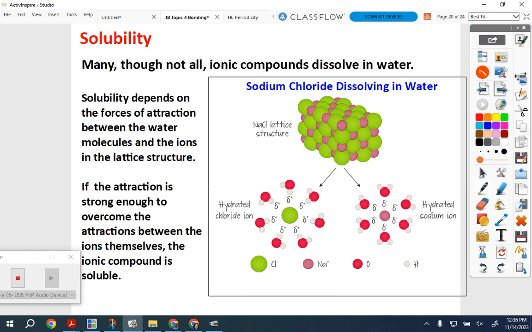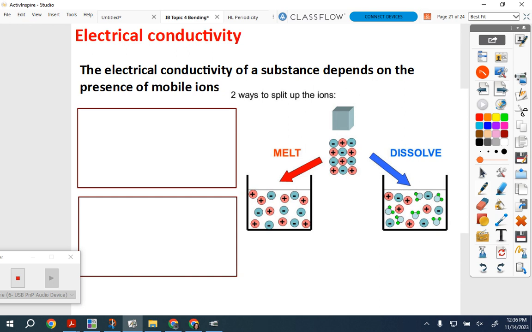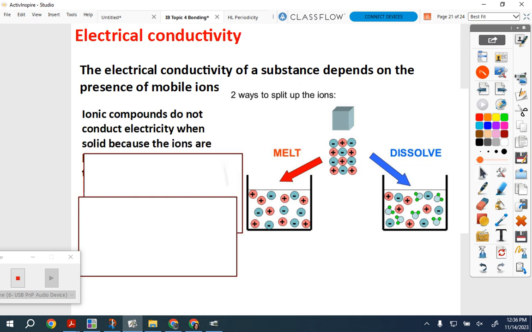So when we're looking at this lattice structure, at this strongly held together lattice of positive and negative ions, by itself, this should have... I thought I got rid of these.